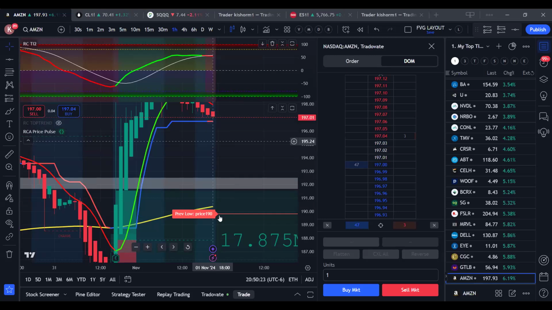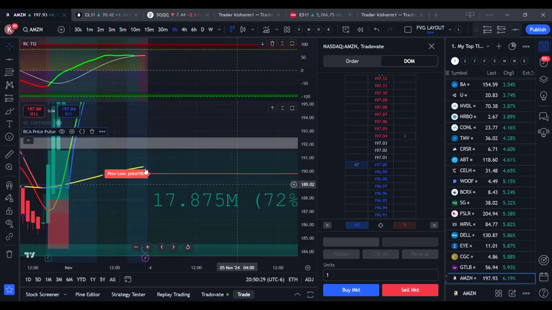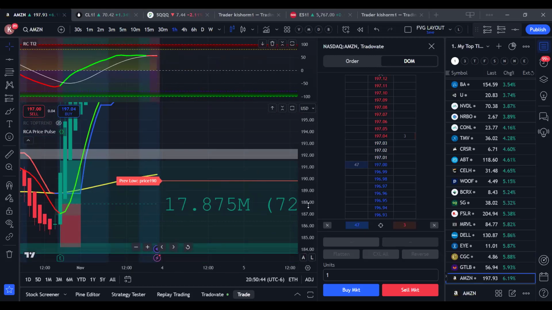So if it continues, for example, if it comes all the way below 190, here you have 18 million buy orders. So they may bring it a little bit below the previous day low and then take it all the way up again. So if it comes to this point, you can buy stocks, you can buy calls, you can do bull put spreads, all those things for Amazon tomorrow morning.